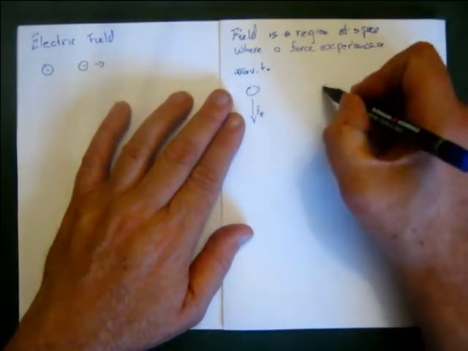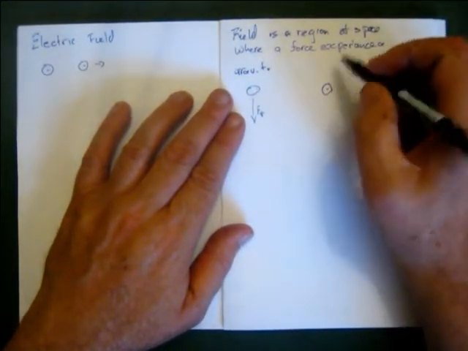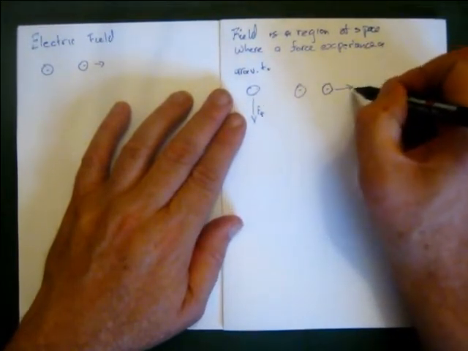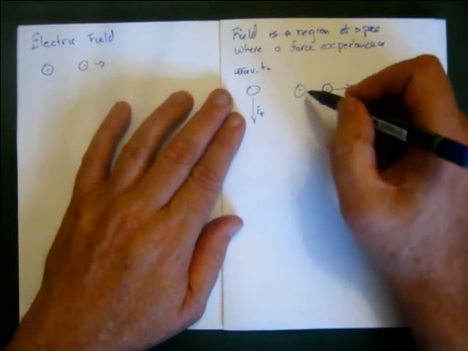Same here, if I have an electron and it's in an electric field, then it will move away. So we can say that there's an electric field there.